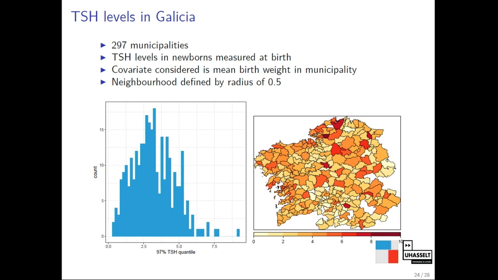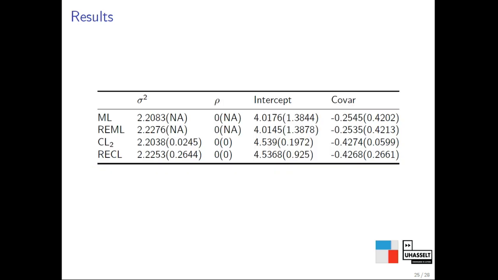This is a different data set. It's on thyroid stimulating hormones in newborns in Galicia, Spain. And the covariate is the mean birth weight, and the response is the TSH levels. And these are your spatial points on a spatial polygon, I should say. And these are your results. For this case, the correlations were really small, so you don't see anything there. But for your variance, you see that the maximum likelihood and pairwise maximum likelihood are really similar, and the restricted maximum likelihood and the restricted composite likelihood tend to be similar as well.